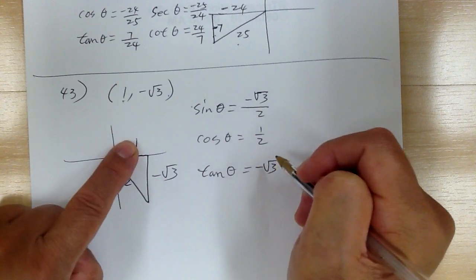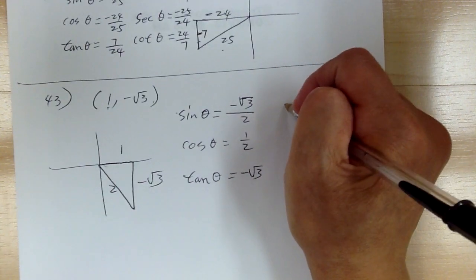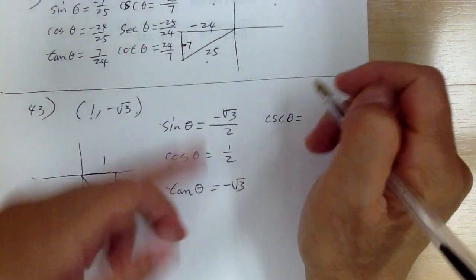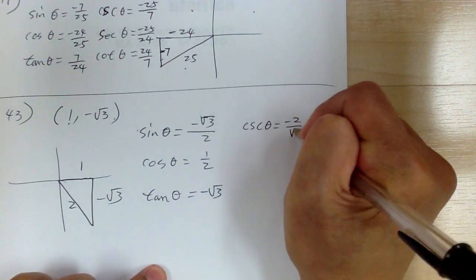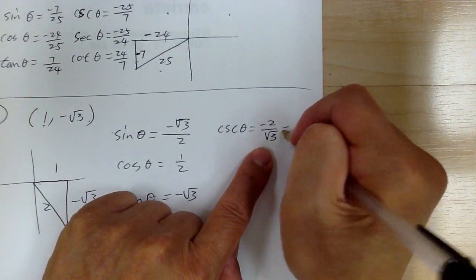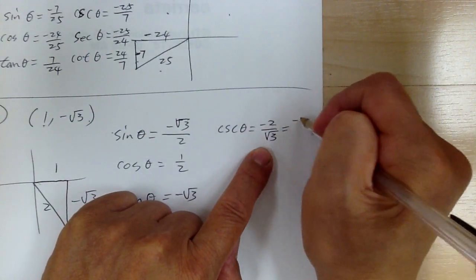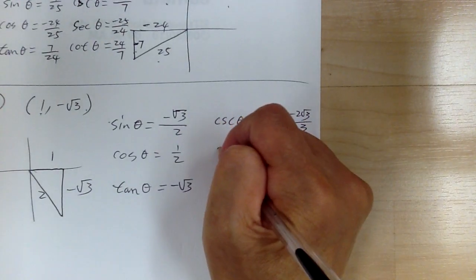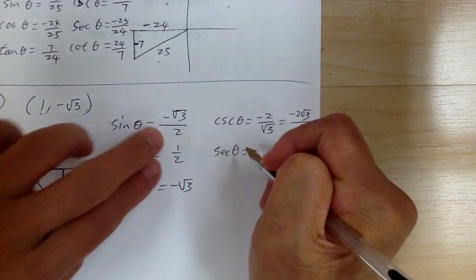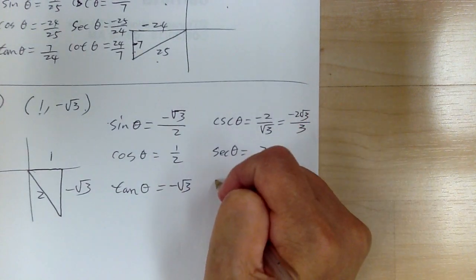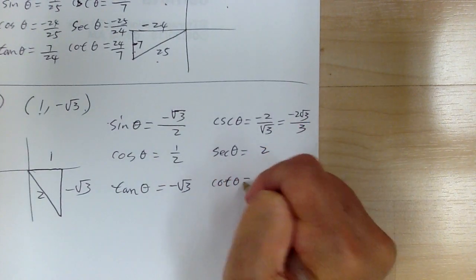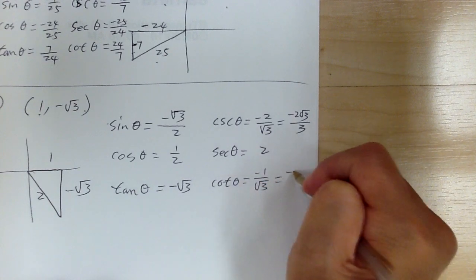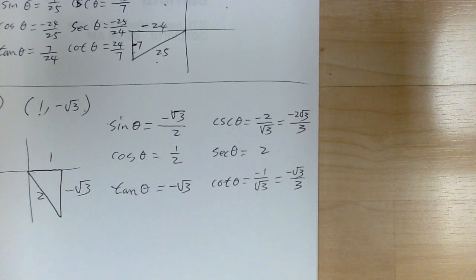Tangent theta is sine over cosine, so it would be negative square root of 3 over 1. And from there, you can get the cosecant. You just flip it upside down, so it would be negative 2 over square root of 3. You simplify that by multiplying by square root of 3, so it would be negative 2 square root of 3 over 3. And secant, you just flip this over, so it becomes 2. And cotangent theta, you flip this over, so it would be negative 1 over square root of 3, which is negative square root of 3 over 3.